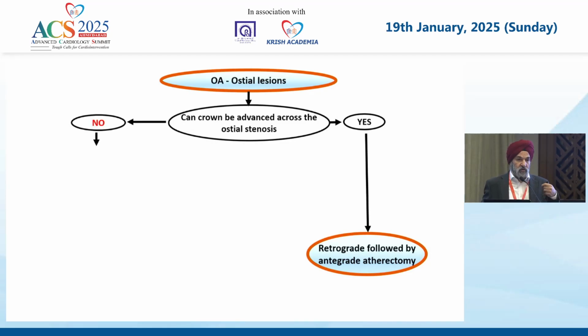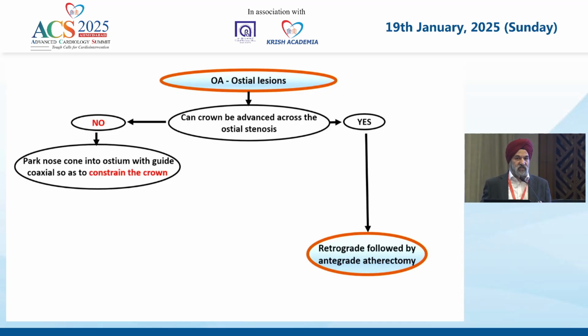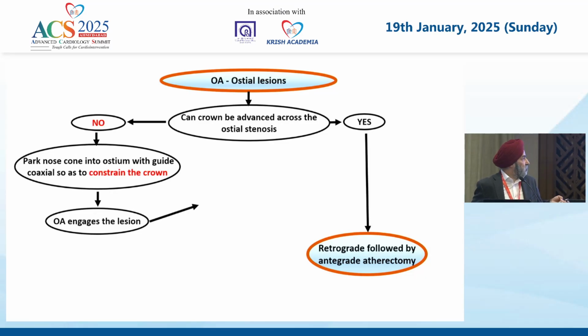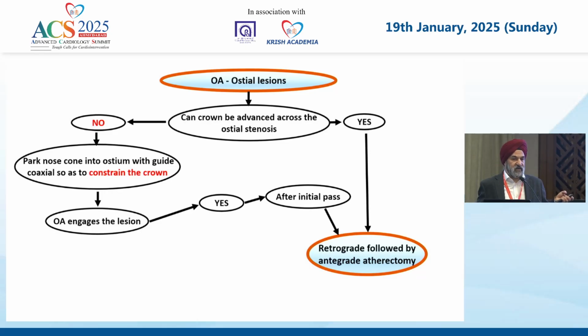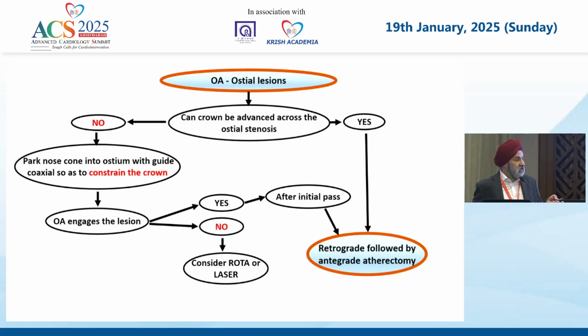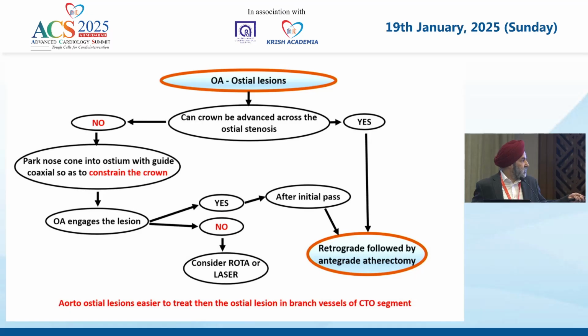But if you're not able to advance, then most important thing which you have to do is that you have to make your guide catheter coaxial, push the nose cone inside, and this should constrain the crown. If your crown gets constrained, the game is over. Then you will be able to get inside and come out. If OA engages, yes, then after the initial pass, you can do antegrade, retrograde. If the crown does not engage and it does not go in, please don't waste time. You will be dancing right on top of the nodule. You can damage the vessel, you can cause perforation. Get into either ROTA or laser and do this case.